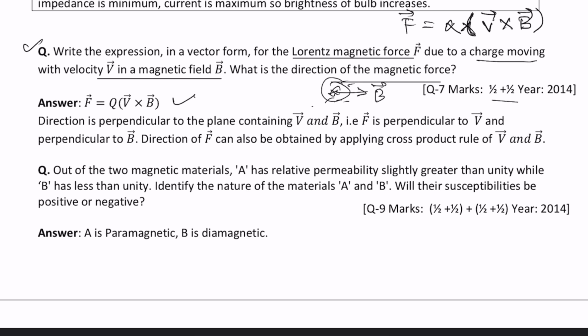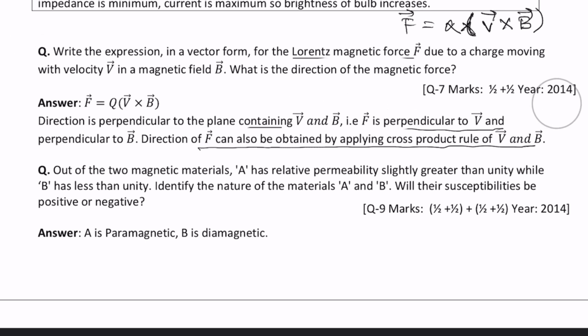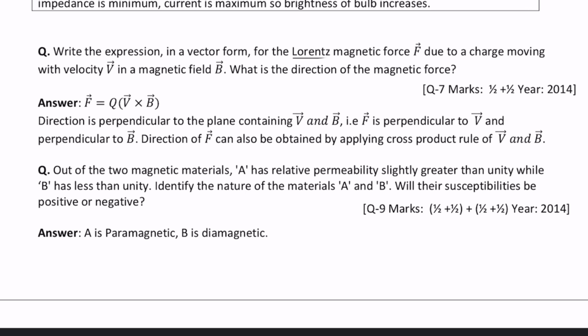Now the force is perpendicular to both velocity and B, perpendicular to the plane containing both, correct? If you rotate your right hand as in the cross product, from the first vector to the second vector, the thumb gives the direction of force. So F is perpendicular to velocity and perpendicular to the magnetic induction vector of the external field. So the direction of force can also be obtained by applying the cross product. This question is very simple. Next question.